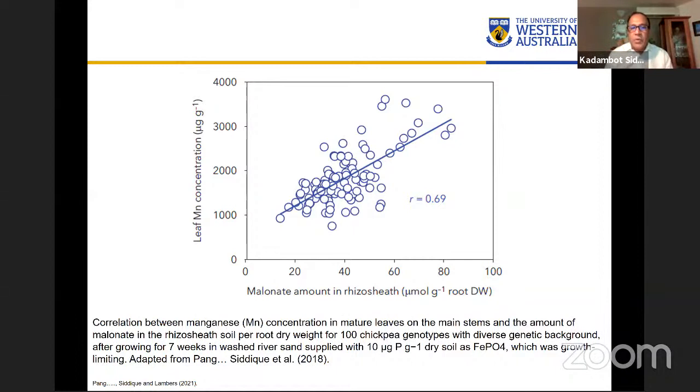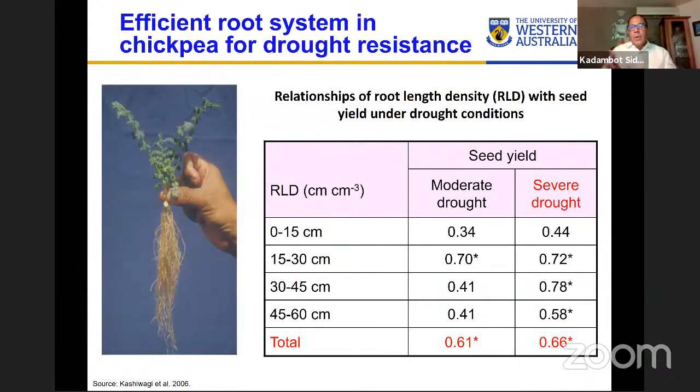Now we are in the process of publishing the 400. We are now in the process of publishing the 4000. So this kind of approach is now leading into a genomic approach, and the proxy, leaf manganese concentration, is very, very promising. I won't go into the details why, but it's available in the paper. I'm coming towards the end of my talk.